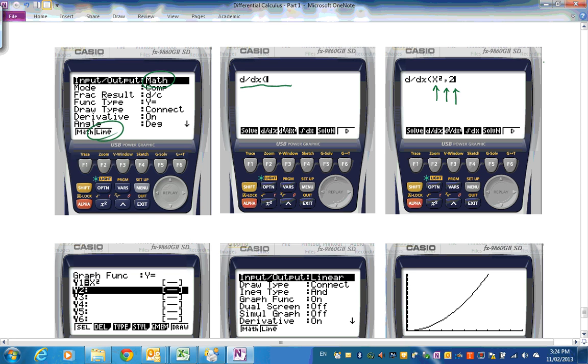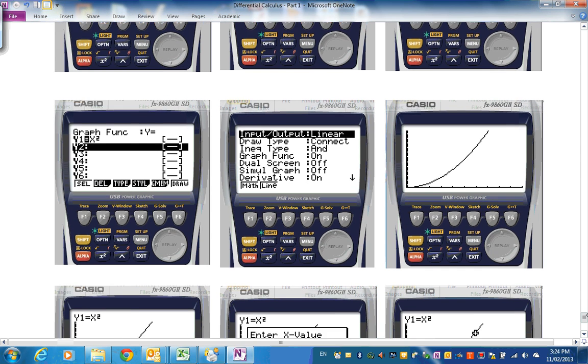So this is the form that you must use if you're in run mode, but in linear format in run mode. Okay, slightly different. Still hit options, still choose d by dx, but the syntax here has to be entered slightly differently. Well, the syntax is different.